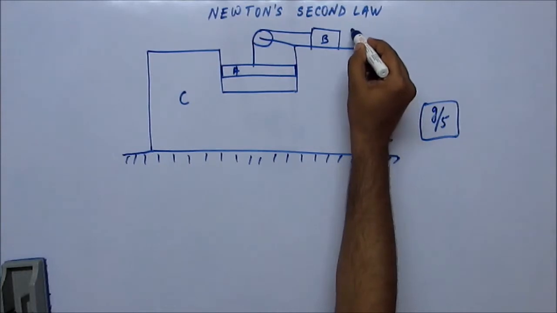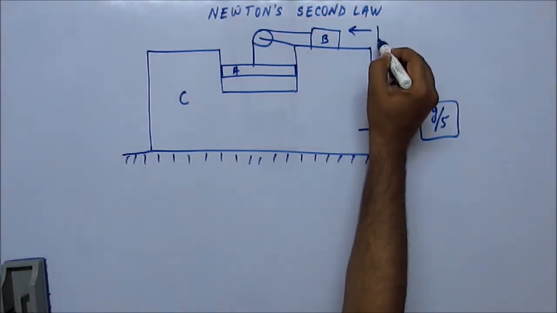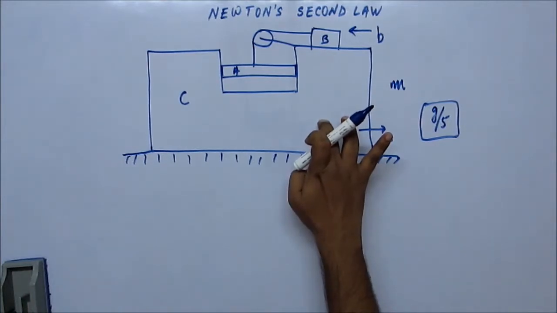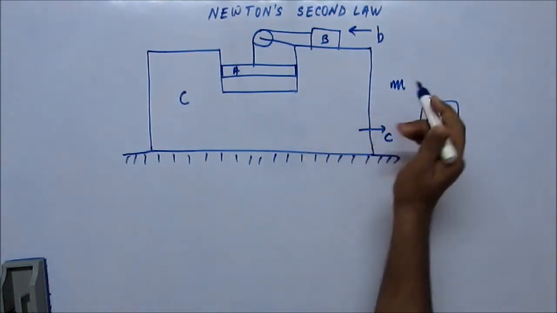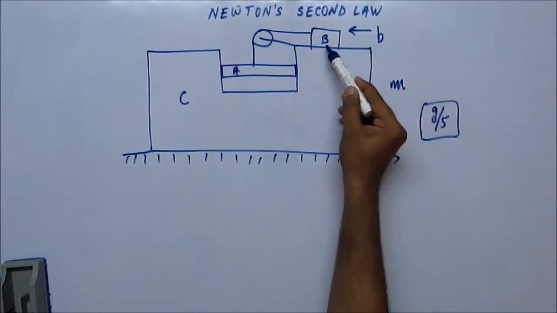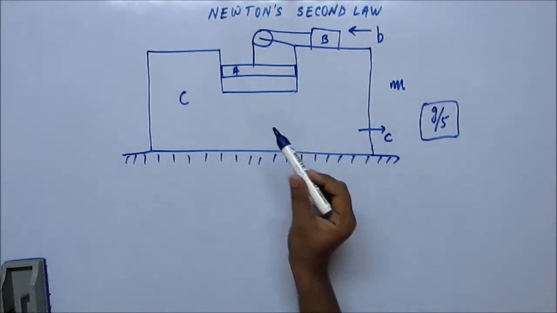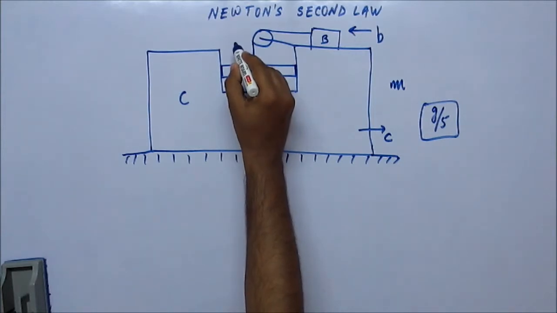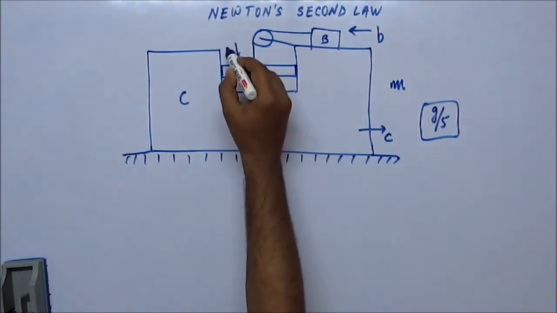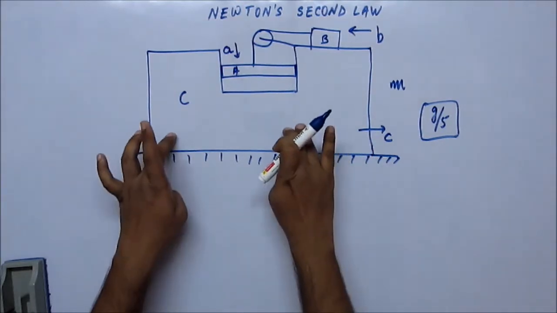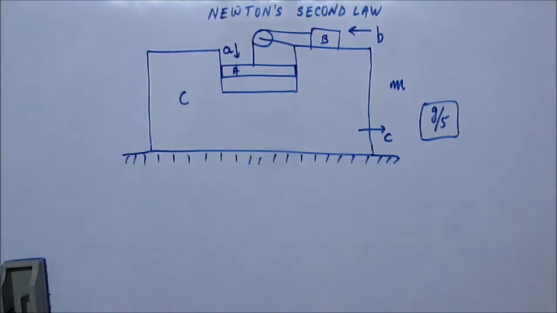Block B is moving towards left with acceleration b with respect to block C, not with respect to ground. So I am taking the acceleration of block B with respect to block C towards left, and let acceleration of this block A be small a with respect to block C vertically downward. Okay, now let's write Newton's second law of motion.